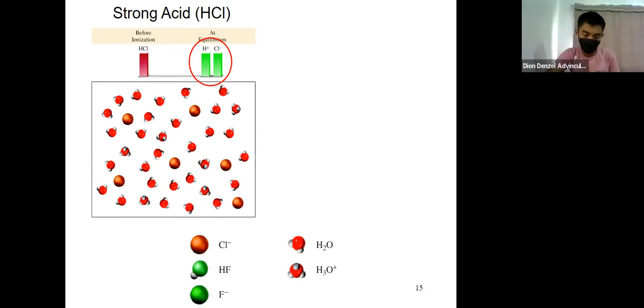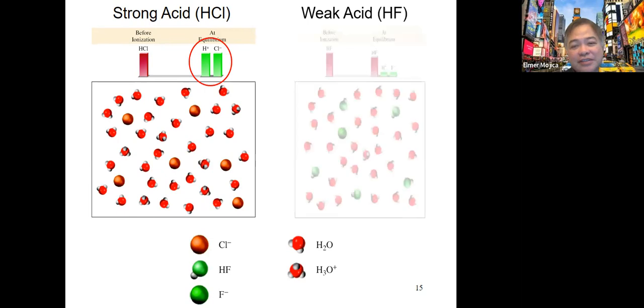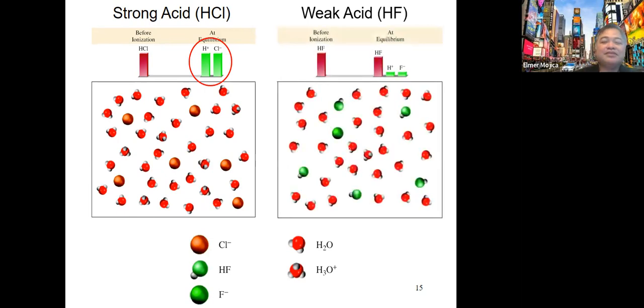Yes po. Now, compare it with the weak acid. Pag nasa solution siya, ano yung major species? Yung weak acid pa rin. The H plus and the F minus is just what? Minor species because only small amount dissociate. Yan yung difference ng strong acid saka sa weak acid. Okay? Question?